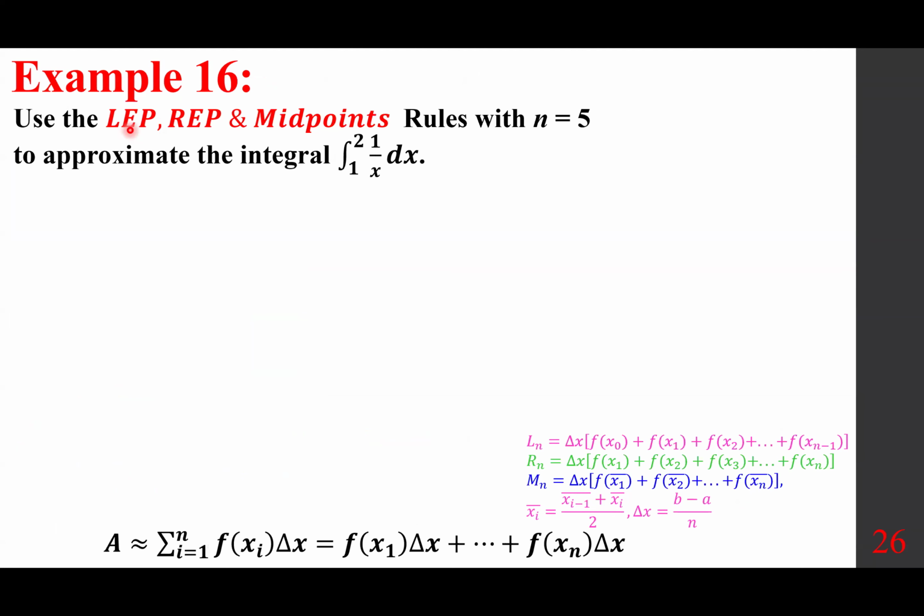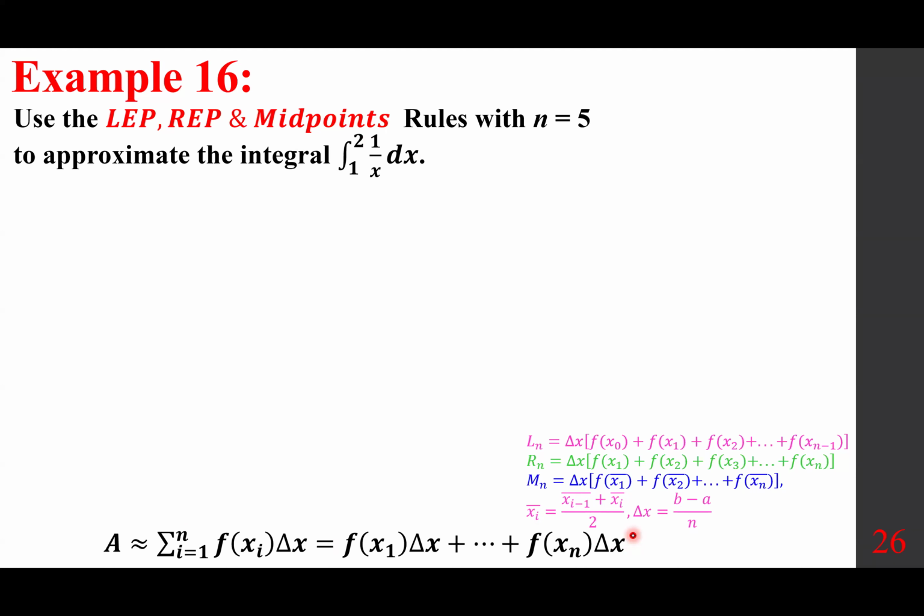It says use the LEP, left endpoints, REP, right endpoints, and midpoints rules with n equals 5 to approximate the integral from 1 to 2 of 1 over x dx. Later on, we use the easy way out known as the FTC, the fundamental theorem of calculus. But basically, this is the same as the Riemann sum, and it's approximated by that. If you take a limit, it becomes the exact answer.